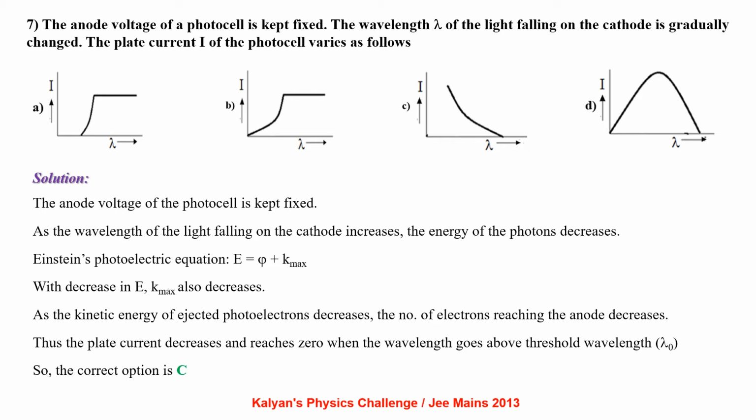Einstein's photoelectric equation: E equals phi plus K max. With a decrease in E, K max also decreases. As the kinetic energy of ejected photoelectrons decreases, the number of electrons reaching the anode also decreases. Thus the plate current decreases and reaches 0 when the wavelength goes above the threshold wavelength lambda naught. So the correct option is C.